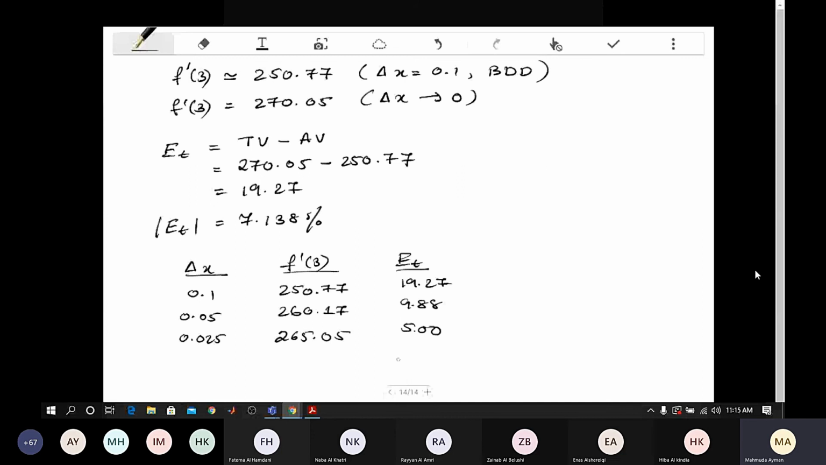So again, if you halve the value of delta x, the true error is getting halved here. And as you decrease the value of delta x, the true error is decreasing and the answer is approaching the exact value, which is 270.05.